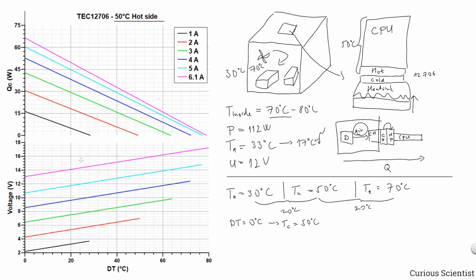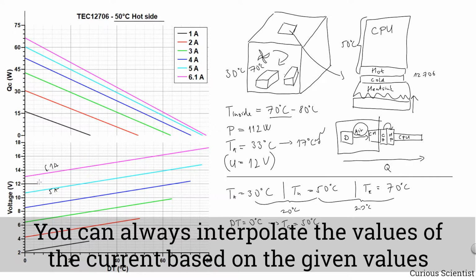First of all, let's say that we can provide 12 volts, so this is one of our limiting factors. At 12 volts, I have to draw a horizontal line. But it really doesn't make sense because we are at DT equals 0. So we have to see what is the current here. What you have to see is that this line here is 6.1 amps and this line here is 5 amps, and this is roughly halfway between those two lines. So this is 5.5 amps, let's say.